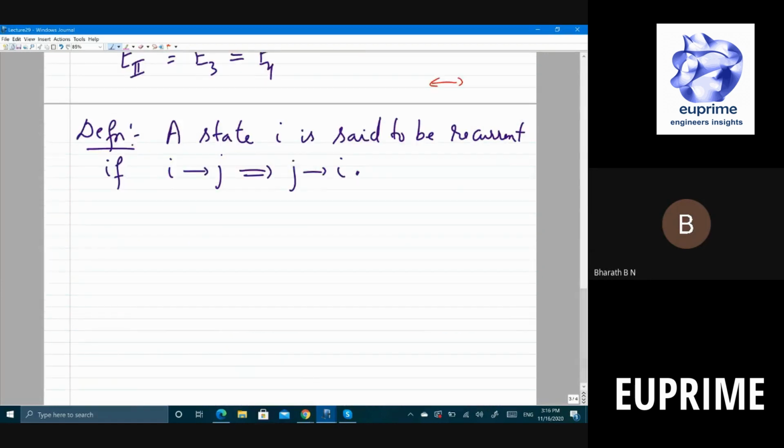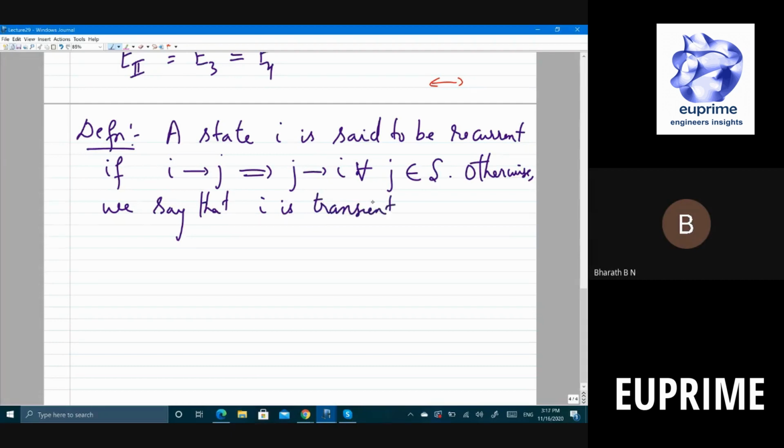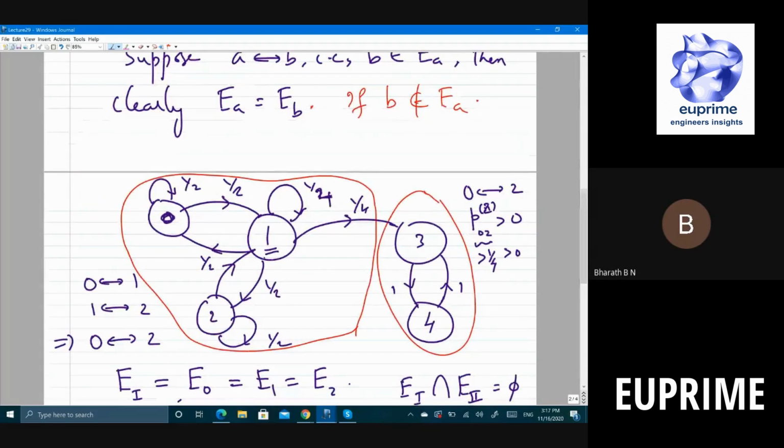Okay. So I is said to be recurrent if I communicates with J implies J communicates with I. This is true for all J in the set of states. So otherwise we say that I is transient. Because why is this transient? So for example, if you are at 1, there is a chance that you will never come back to 1, right? So you'll go to 3 and you are stuck there, right?